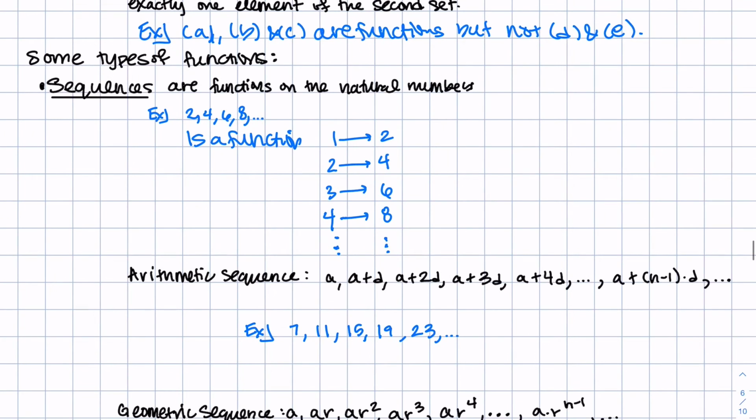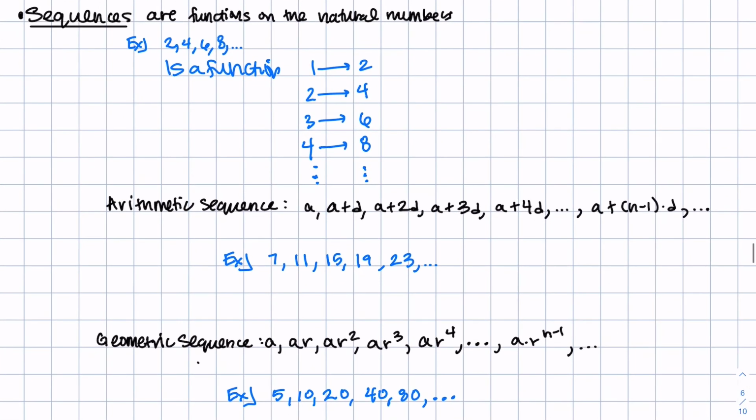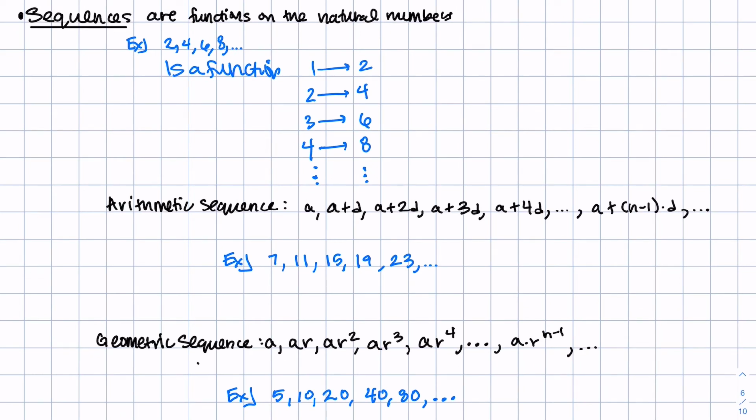Some specific examples of types of functions: we have two main types of sequences that we talk about in this section. We have an arithmetic sequence, and we have a geometric sequence. And the difference is basically in how they grow.